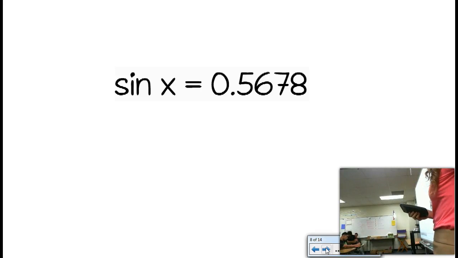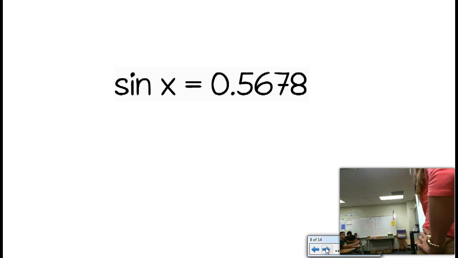Round to the nearest whole number because you're finding an angle. Yes, very good. Ava, X is trapped in the sine function. He's trapped. How do you untrap him? What's the opposite of sine? Inverse sine. Very good. Whole number. With angles, we do whole numbers.